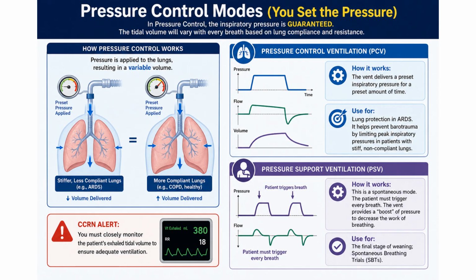The key nursing responsibility here is to constantly monitor the exhaled tidal volume to make sure the patient is still getting adequate ventilation. Finally, pressure support, or PSV, is a pure weaning mode. The patient has to trigger every single breath, and the ventilator just provides a little boost of pressure to make breathing easier. This is what we use for spontaneous breathing trials.